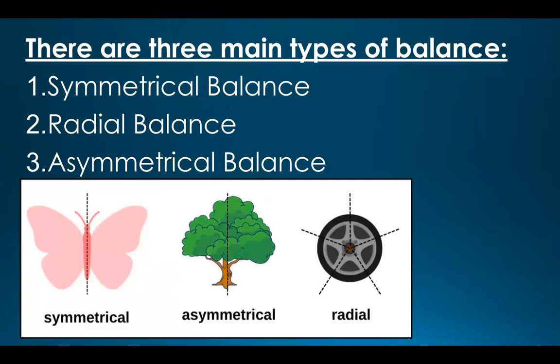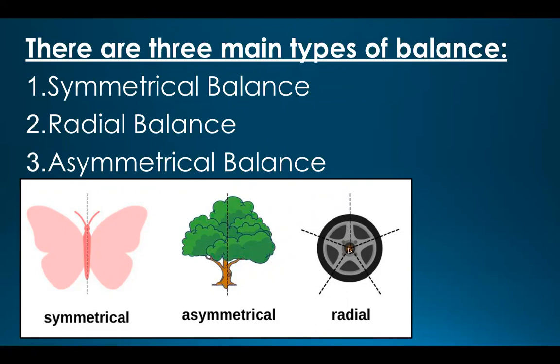So let's talk about the 3 main types of balance that we're going to go over this semester. The first one is symmetrical balance. Symmetrical balance means if you were to take an object and cut it down the center, it's going to be completely identical on either side. A really great example of symmetrical balance is a butterfly. The second type is asymmetrical balance. If you cut an object down the center and it is not the same on either side, then that is asymmetrical. This tree is an example.